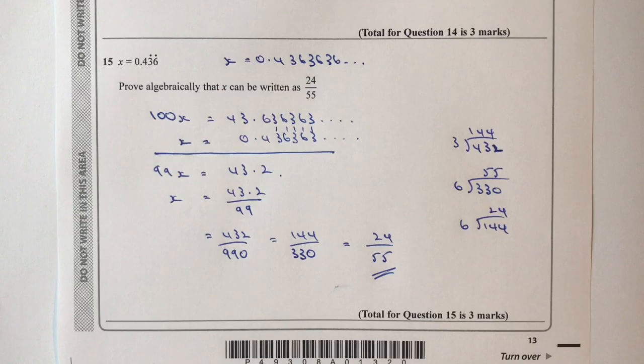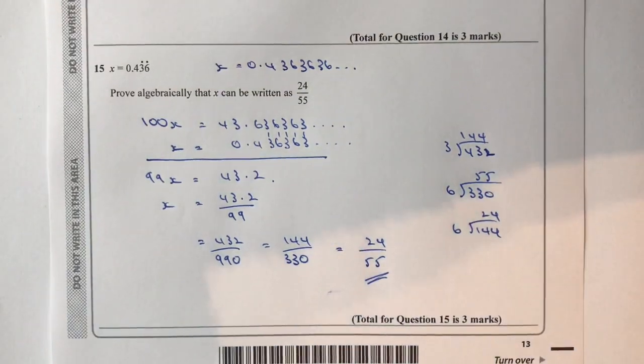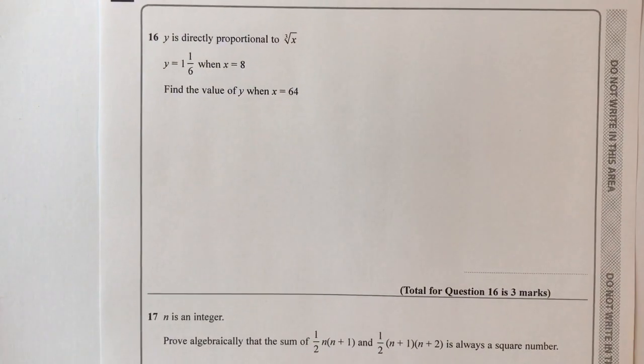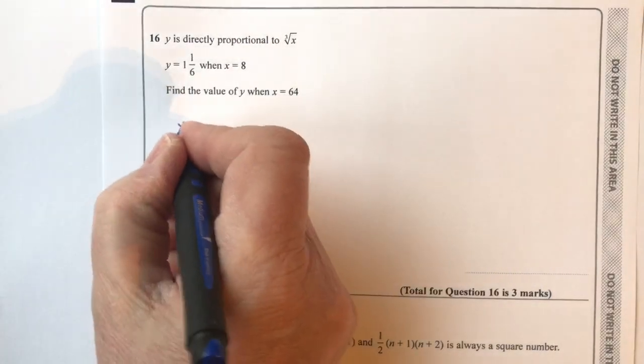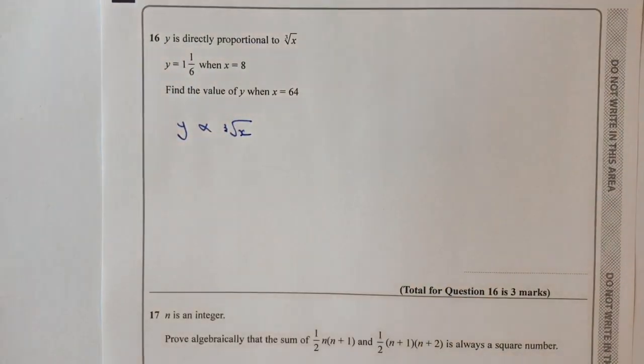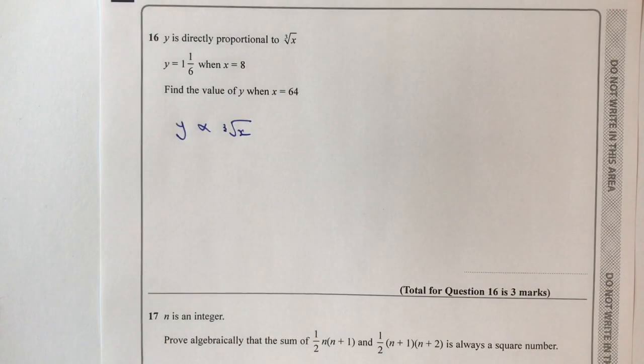Okay, let's move on then to question number 16. And that's where we've got a direct proportion question, but it's made a little bit more complicated because we've got a mixed number. Okay, so y is directly proportional to the cube root of x. All right, so I'm going to write that. y is directly proportional to the cube root of x. Okay, then it says when y is 1 and 1/6, x equals 8.